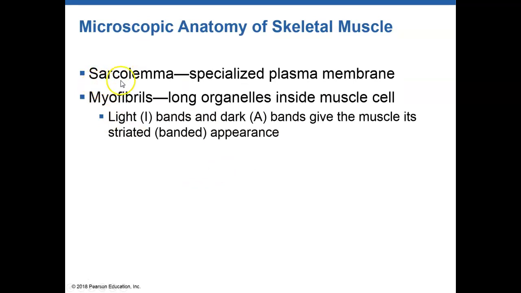So if we get closer, if we look at the skeletal muscle on a microscopic level, we have structures called sarcolemma that surround each skeletal muscle fiber, and that's known as the plasma membrane of the muscle fiber. The myofibrils are the little structures inside of the muscle that contain, or that hold all of the myofilaments within them. And myofilaments are the protein filaments that actually cause muscle contractions.